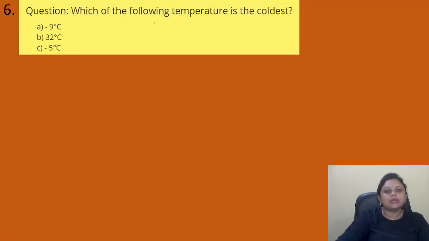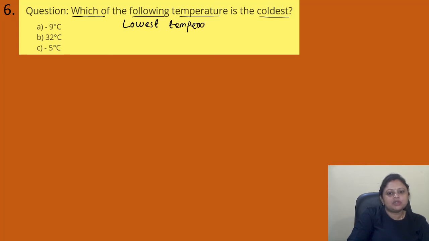Which of the following temperatures is the coldest? Option A, minus 9 degrees centigrade. B, 32 degrees centigrade. C, minus 5 degrees centigrade. So we have to find out which of the following temperatures is the coldest. How to find out the coldest temperature? It should be the lowest temperature, right? Lowest temperature, that is the coldest temperature.